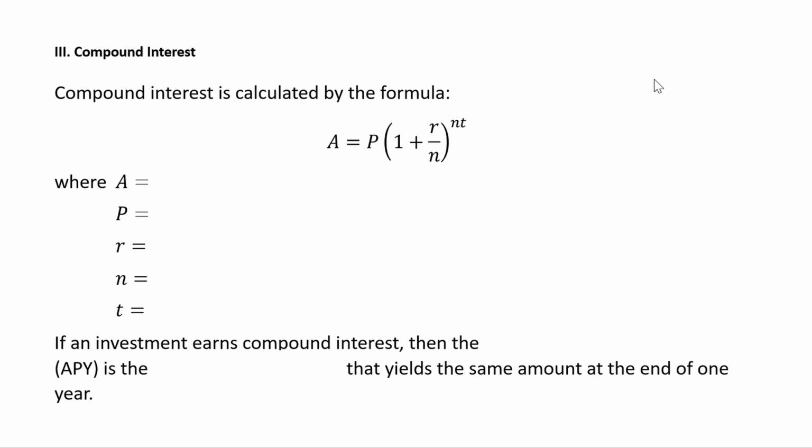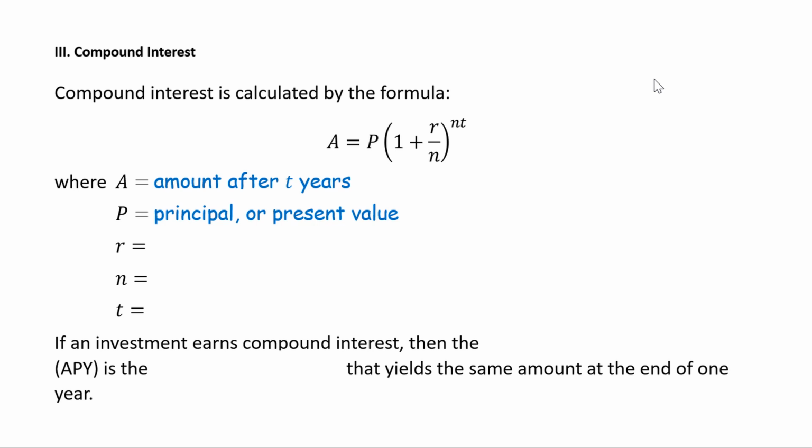Roman numeral 3, compound interest. Compound interest is calculated by the formula A equals P times the quantity 1 plus r over n, all raised to the power of n times t, where A equals the amount after t years. This is often referred to as either future value or account balance. Capital P is equal to principal or present value.